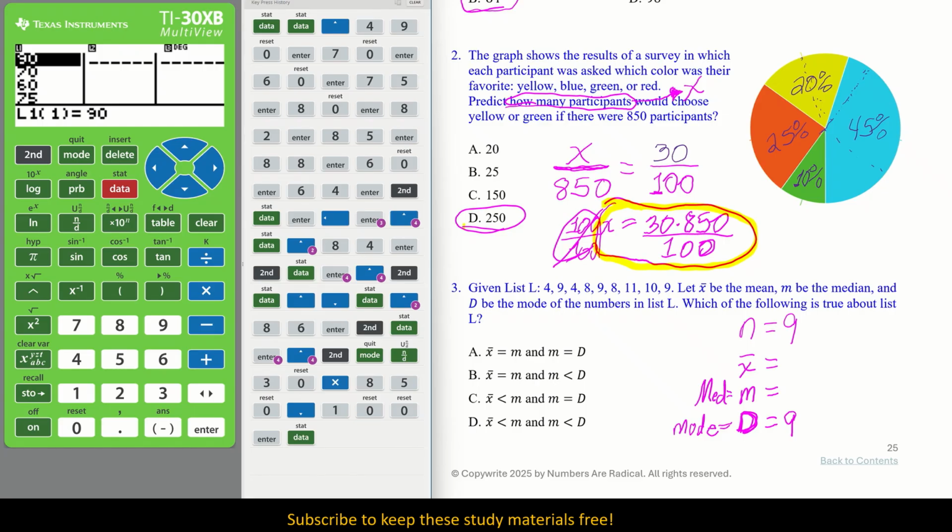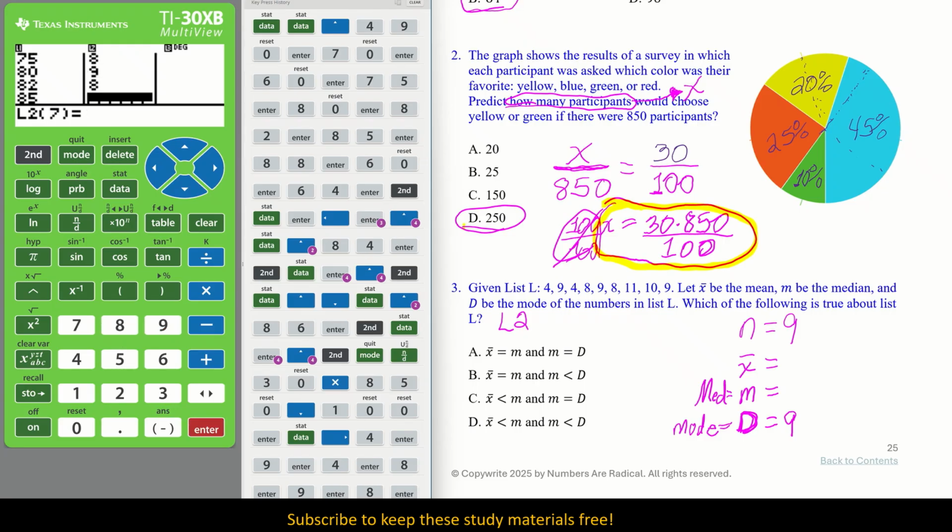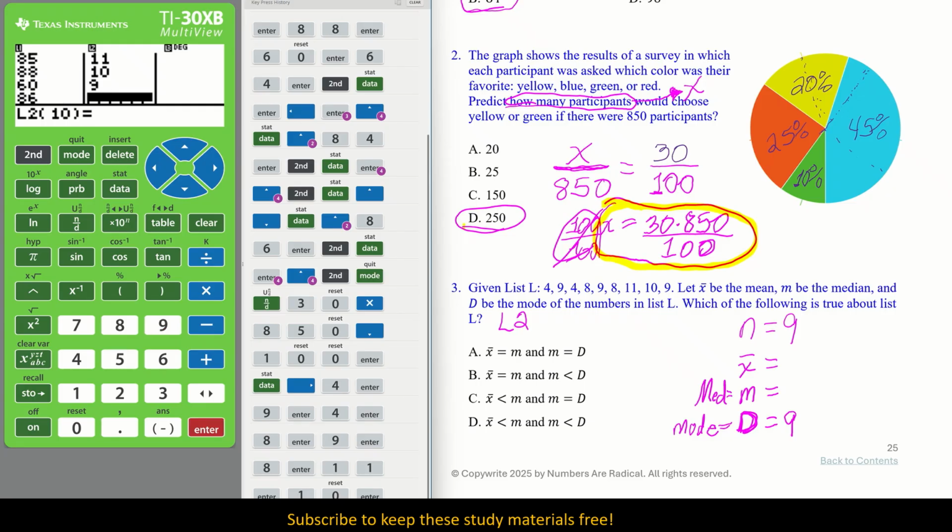All right, so we're going to go data. I'm going to go over to the second one. Remember, this is in L2. Let's enter it real quick. 4, enter, 9, enter, 4, enter, 8, enter, 9, enter, 8, enter, 8, 9, 8. And then 11, 10, and 9. 11, 10, 9. And that would have populated the ninth number. I absolutely agree. Now let's get this information quickly.